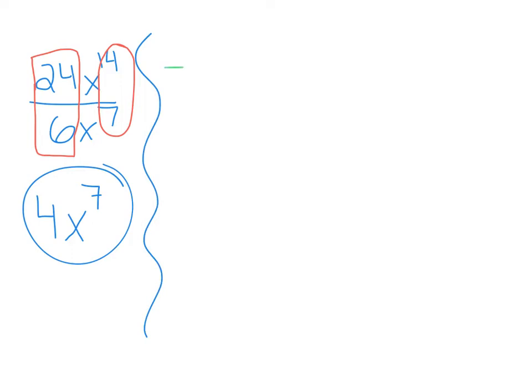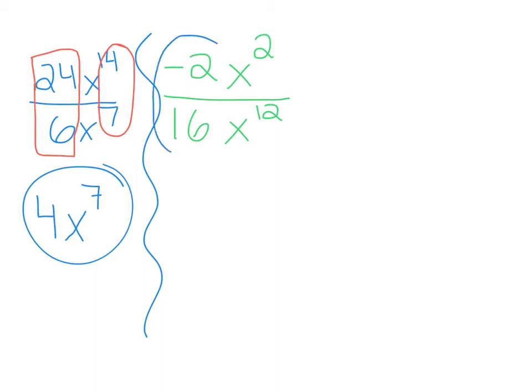All right, next one, negative 2 x to the power of 2 over 16 x to the power of 12. All right, so you could think about this actually kind of a couple different ways. Well, first off, your coefficients, this time it's not a straight division. You have to think about simplifying that fraction. So that would simplify to negative 1 over 8.